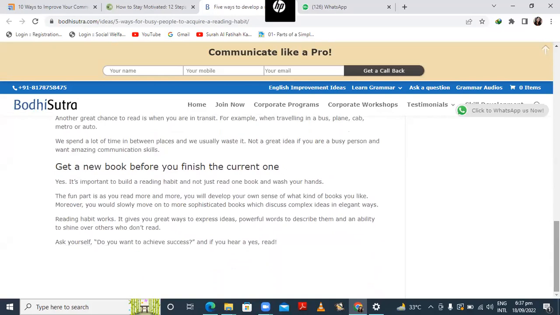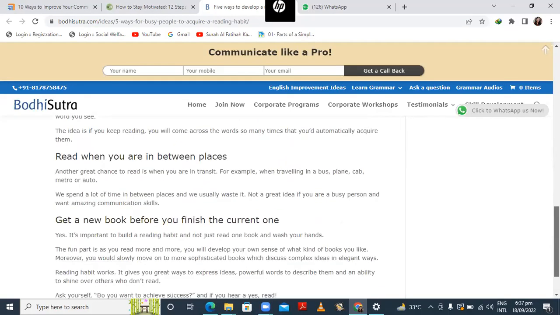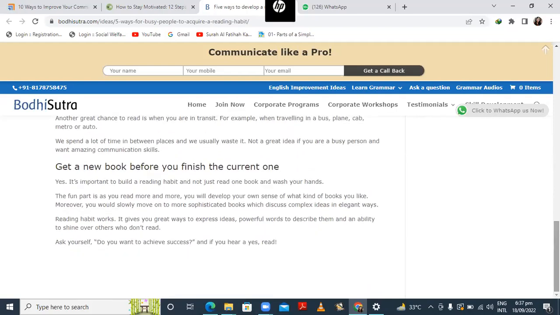Get a new book before you finish the current one. Now it means if you are reading a book, make sure that you have selected your next book before finishing your previous book. Why? So that there will not be any gap in this.